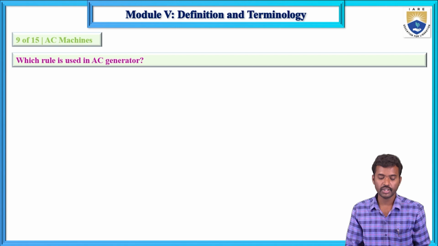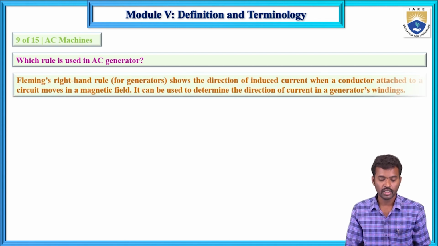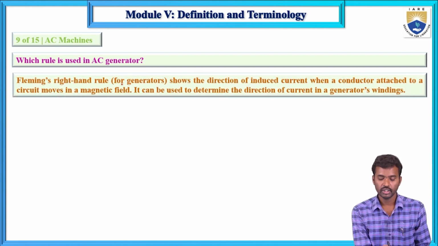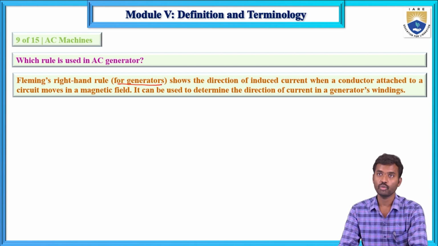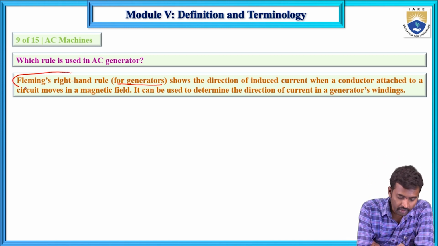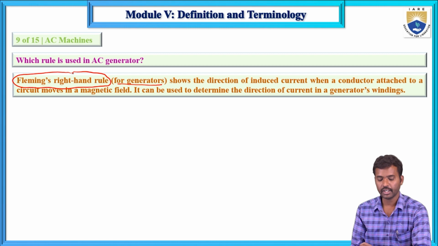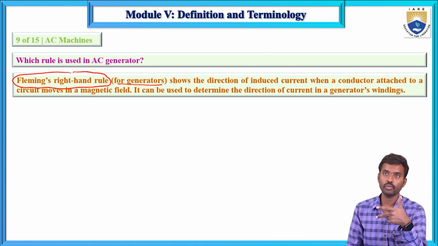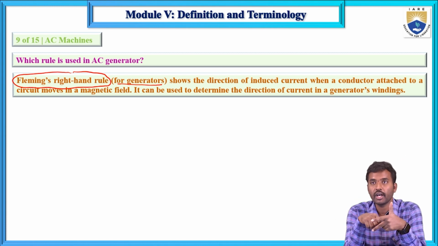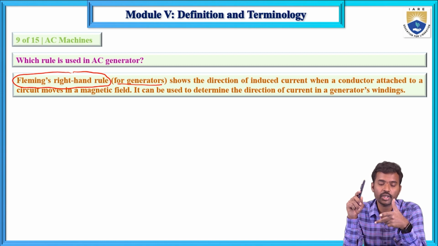Which rule is used in the AC generator? Fleming's right hand rule is used for the AC generator, and Fleming's left hand rule for the AC motor or DC motor. For both the AC generator and the DC generator, we use Fleming's right hand rule. So what does Fleming's right hand rule mean? The thumb, forefinger and middle finger are at right angles to each other.